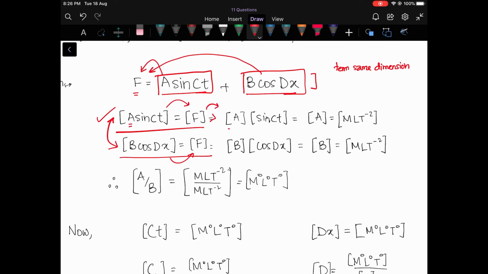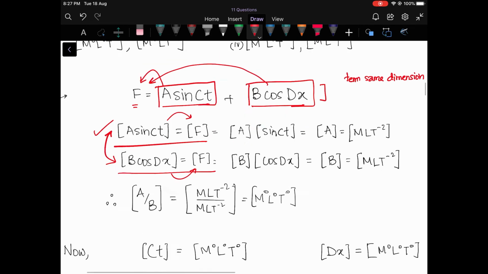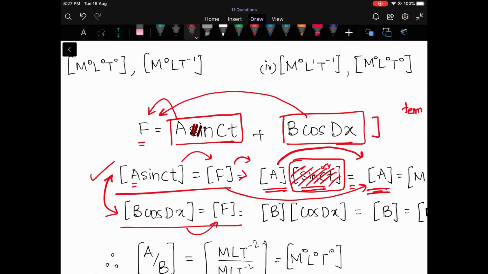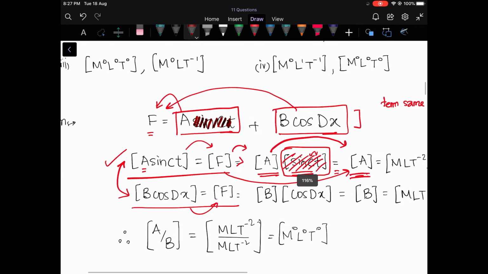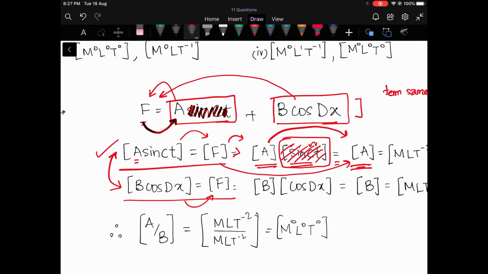We write a separately, so we have a here. We write sine ct separately, and that must be equal to the dimension of simply a, because the sine of any angle, which is ct here, should not have any dimensions. So this is a dimensionless quantity. We get only a out of it, and the dimension of a must be the same as the dimension of F, that is your force. As I told you just now, this part doesn't have any dimensions because it's a sine function. So the dimension of force and a must be the same.